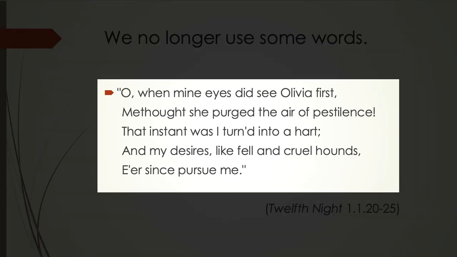Oh, when mine eyes did see Olivia first, methought she purged the air of pestilence. That instant was I turned into a hart, and my desires like fell and cruel hounds ere since pursue me.